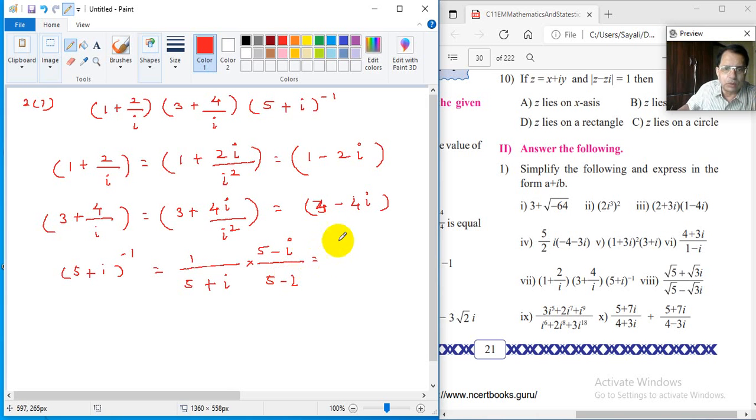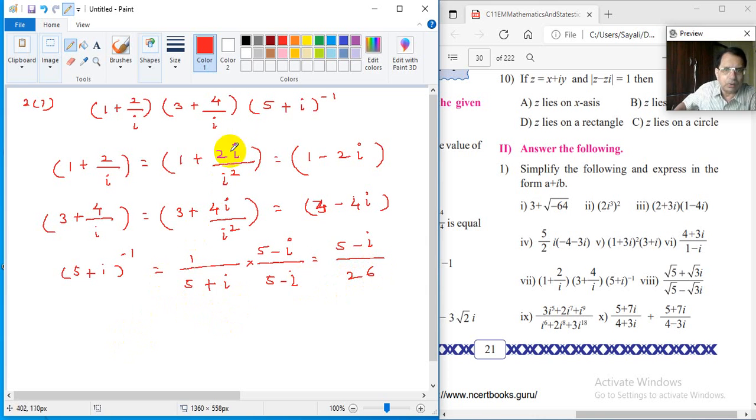Okay. So the numerator is 5 minus i and the denominator is 5 squared minus i squared, that is a squared plus b squared. Because 5 plus i into 5 minus i, whenever I use the formula (a plus b)(a minus b), it is a squared minus b squared. So here it is 5 squared minus i squared, but i squared is minus 1. So 25 plus 1, so this becomes 26.